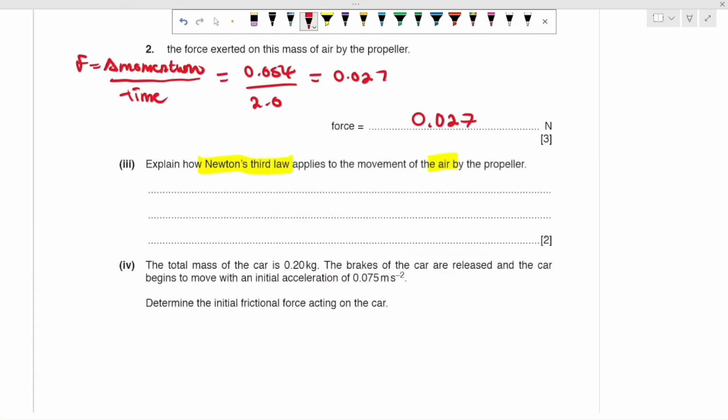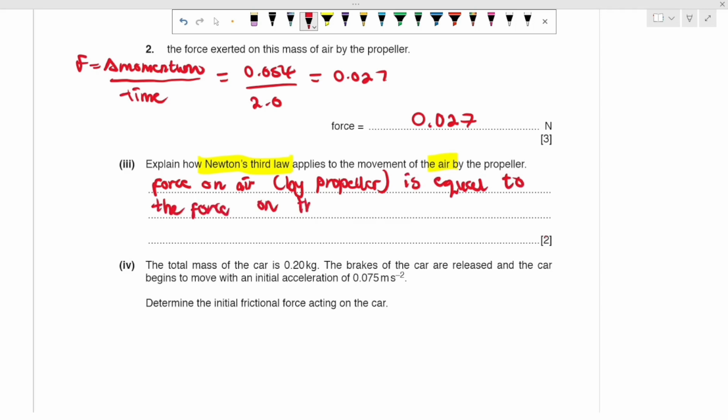So we just want to explain the movement of the air by the propeller. So what this means is that the force that the air exerts on the propeller, so the air will sort of push the propeller, but the propeller will also push the air. And those two forces will therefore be equal in magnitude, but opposite in direction, right? So what we're just going to say is that the force on air by a propeller is equal to the force on the propeller.